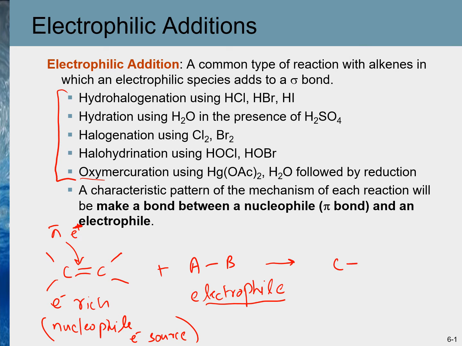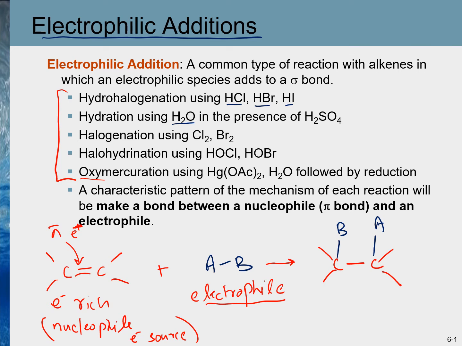A double bond will break. Let me use different colors. A double bond will break open, or the pi bond will break, and our electrophile will get added across the carbon-carbon double bond. Hence, all of these reactions are known as electrophilic addition reactions. Now, as you can guess, in the case of hydrohalogenation, our electrophile will be HCl, HBr, HI. In hydration, the electrophile is water, and so on.